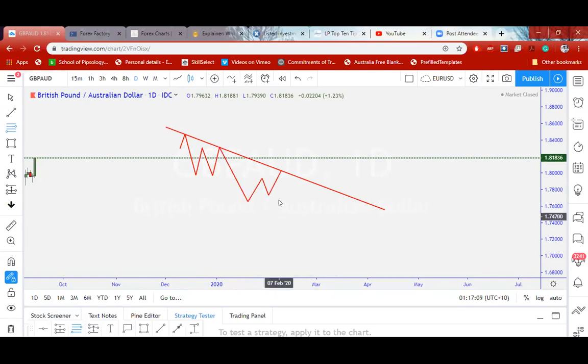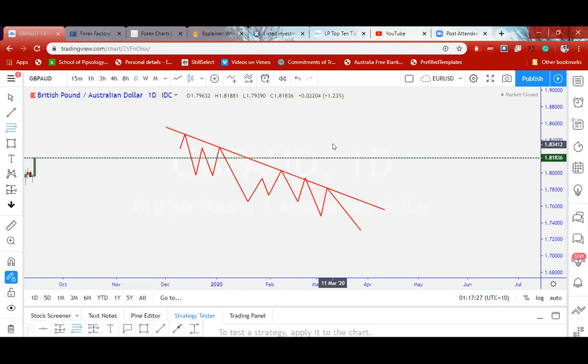This is the second one. This is a bullish W. Okay, correct. And this is the last one. Bearish W. Okay.